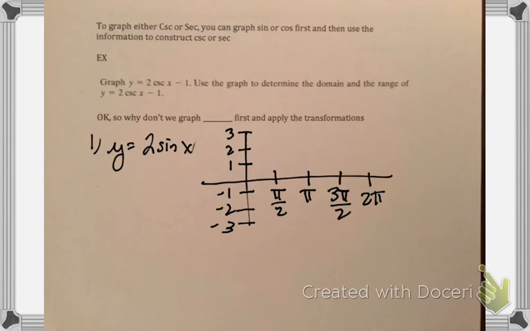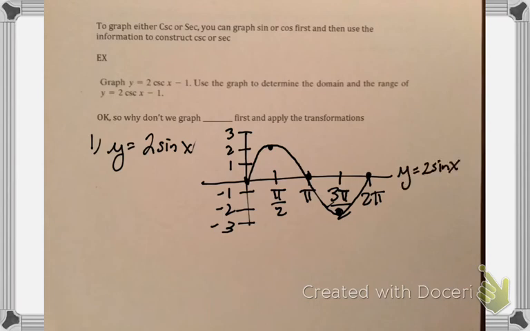Okay, so we saw the parent function. Sine at 0 is 0, so 0 times 2 is still 0. At pi over 2, sine is 1, so 1 times 2 is 2. 2 times 0 at pi. Sine at 3 pi over 2 is -1, so I multiply that by 2, I get a -2. And I'm finally back up to 0 again. So this graph that I'm showing you right now is y equals 2 sine x.